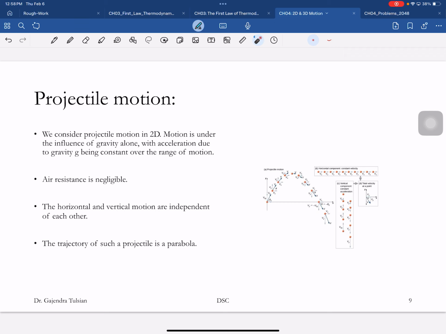We consider motion under the influence of gravity alone, with the acceleration due to gravity being constant over the range of the motion. Okay, so what does that mean? So for this guy, the only force on it was the force of gravity. All other forces were negligible. And it moved in this range. G, the acceleration due to gravity, was constant in that range.